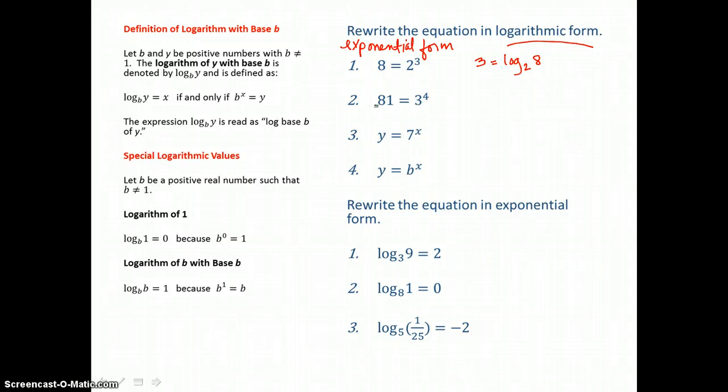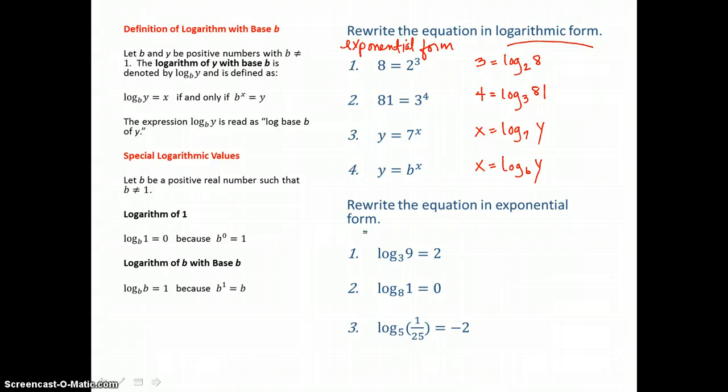So in problem 2, to change this exponential form to logarithmic form, all we have to do is solve for that exponent. That exponent 4 is equal to log base 3 of 81. And number 3, that exponent x is equal to log base 7 of y. And number 4, in general, that exponent x is equal to log base b of y.